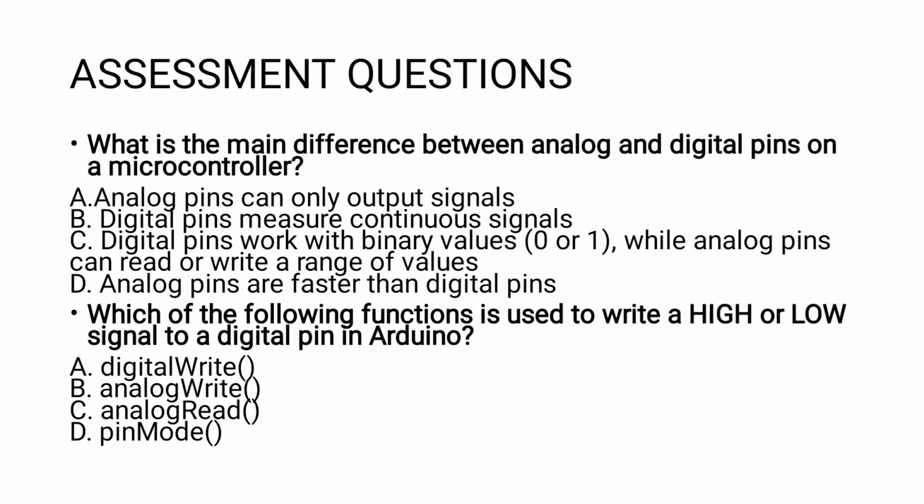What is the major difference between analog pin and digital pin? Analog pins can read or write a range of values, measuring continuous signals, while digital pins work with binary values, zeros and ones. The first two statements are wrong, so the third one is correct. Which of the following functions is used to write a high or low signal to a pin? Digital write. Thank you.